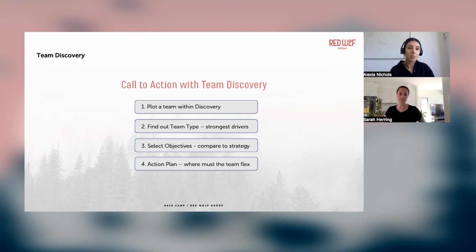And then finally, action plan. Where must the team flex? So if we're looking at it just from that existing team perspective, who is situated in maybe those areas that are gap areas in others that can help lead or help support? How can the team flex when they have to fulfill an objective that maybe sits outside of their comfort area, or do we have to look at it from that hiring perspective that maybe we need to hire someone down the track to help fill those gaps?